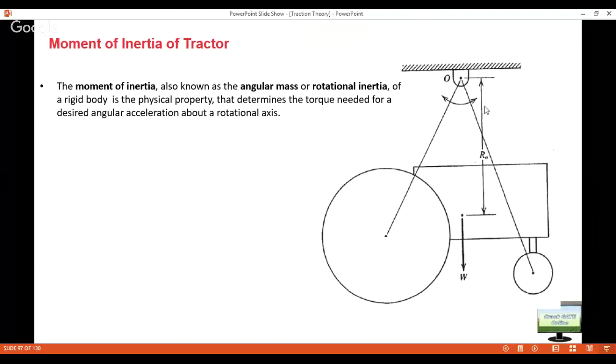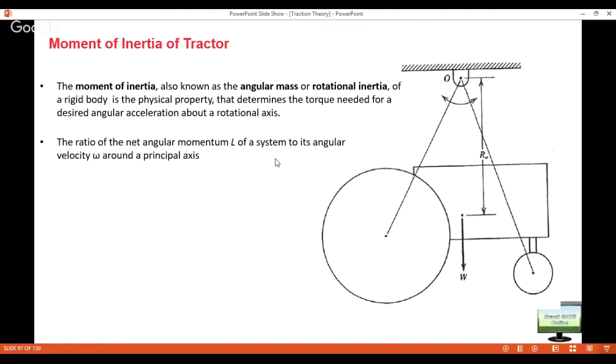This is the distance of the center of gravity from the pivot point, and these two are the strings by which you have suspended your tractor. O is the pivot point. Basically, if you know the angular momentum L of the system, and you have given angular velocity omega about this principal axis, then moment of inertia will be L by omega, not W, sorry.